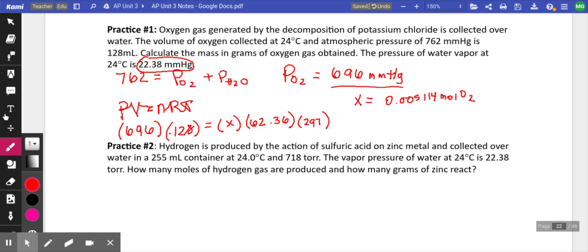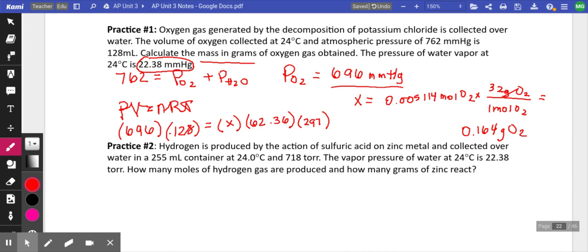Now, I'm not rounding this to have sig figs just yet because this is not the end of the problem. They didn't ask me for the moles of oxygen gas. They asked me to calculate the mass in grams of oxygen gas. So my last step here is to do a mole conversion, and I know that 1 mole of oxygen gas is 32 grams of oxygen. So I take this number and multiply it by 32, round my final answer to have sig figs, and I should end up with 0.164 grams of O2.